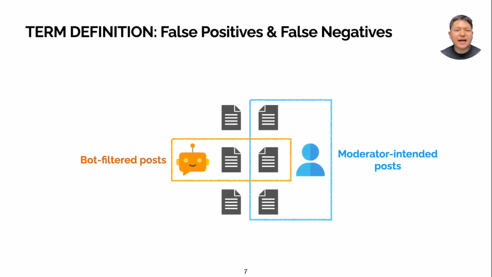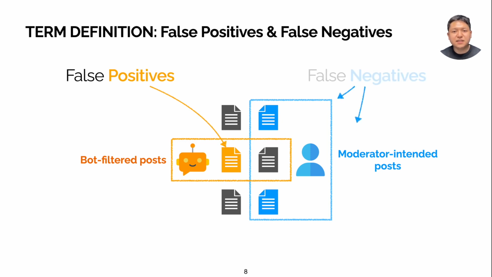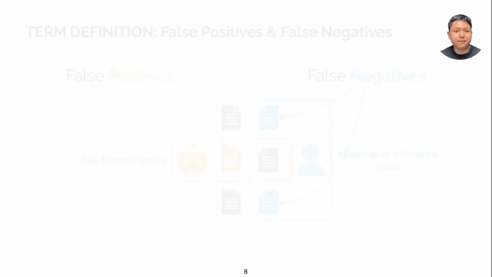But before we dive into our study, let's quickly go over the types of errors in rule-based moderation tools. Sometimes the bots don't quite match what the human moderator intended. This means that some posts that should be allowed are wrongly filtered, which are called false positives, while other posts that should be filtered are mistakenly allowed, which are called false negatives. These errors can hurt the community and create more work for moderators to fix them.